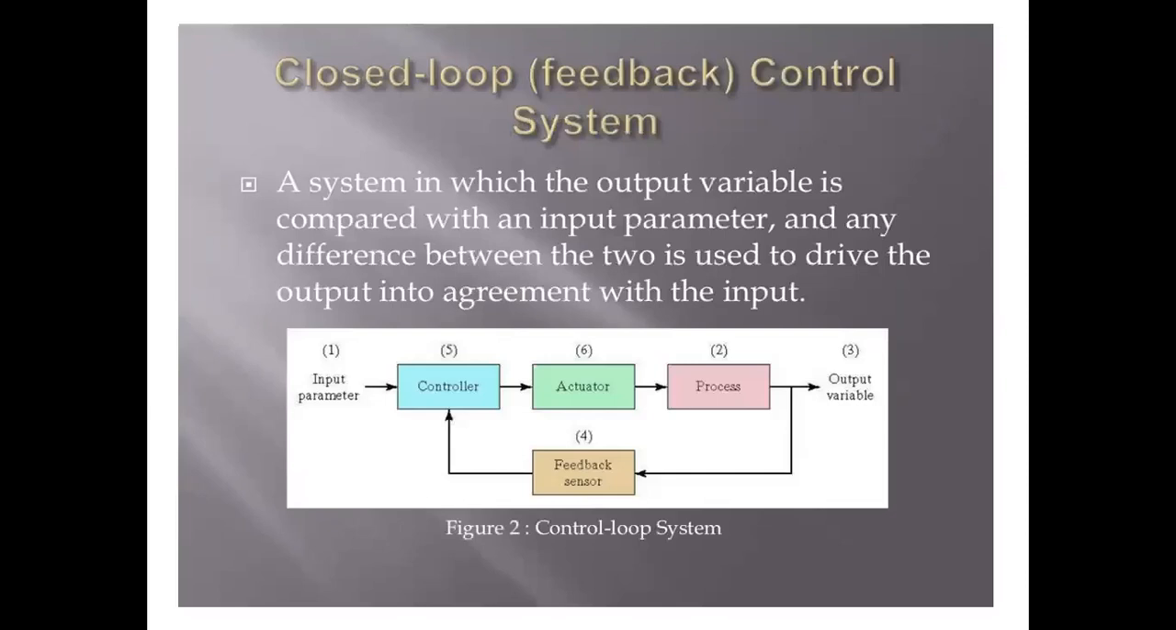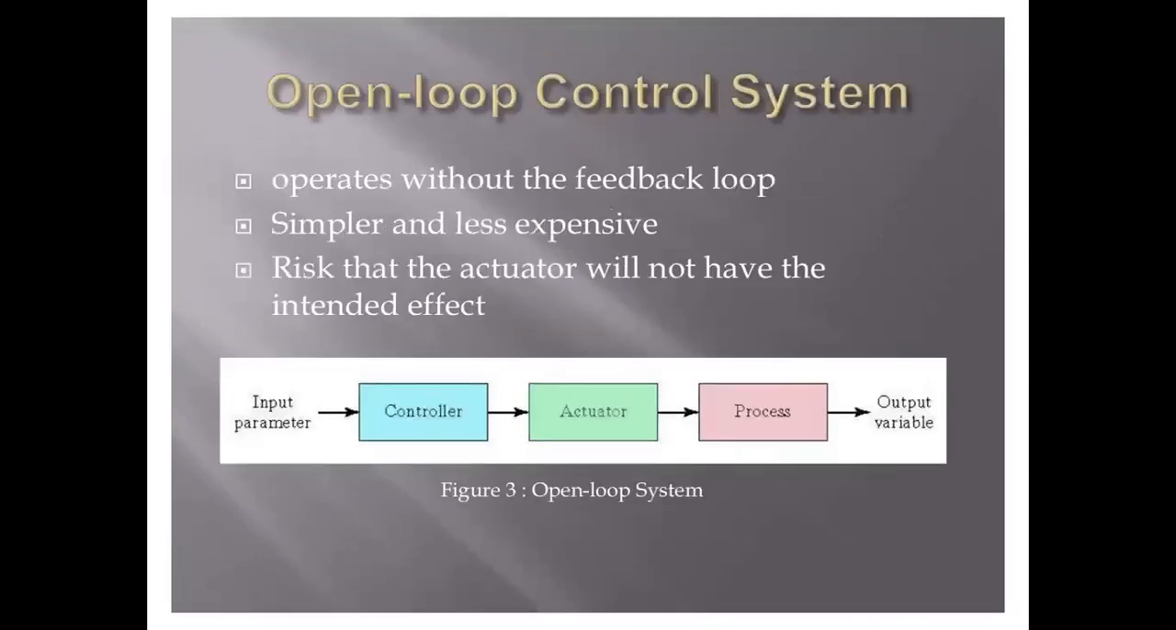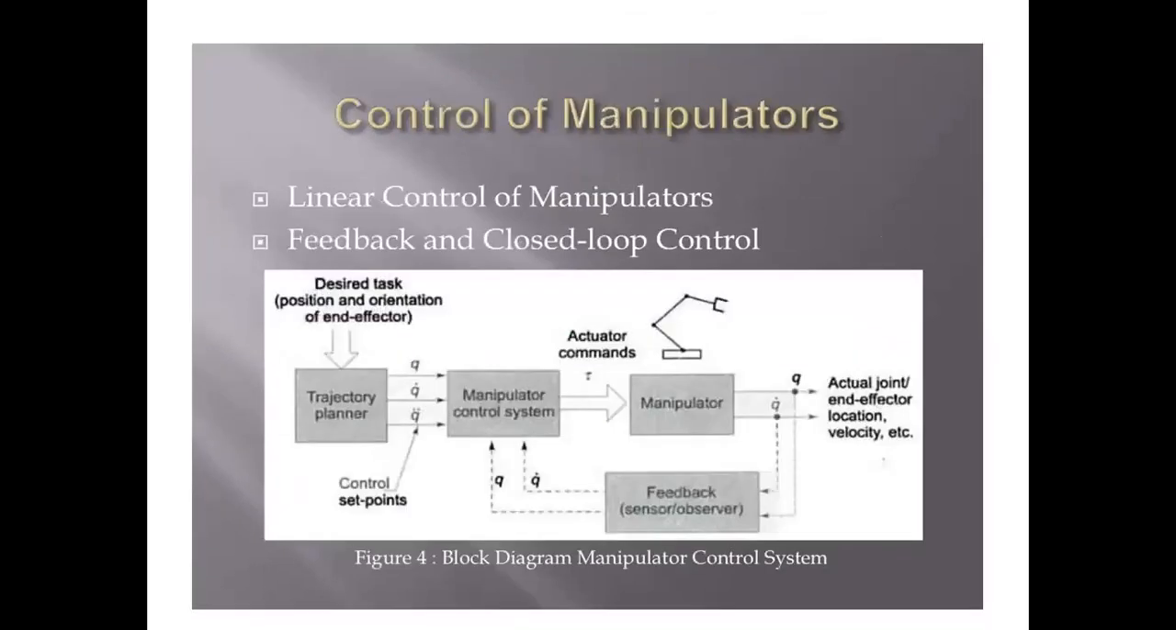A system in which the output variable is compared with an input parameter, and any difference between the two is used to drive the output into agreement with the input. So controller, actuator, process, and then we'll have feedback sensors. Open loop control system la feedback mattum varadhu. We know that it will be simpler and less expensive, and it will risk that the actuators will not have the intended effect. Control of manipulators பார்த்தோம்னா we'll have a linear control of manipulators, feedback and closed loop control.